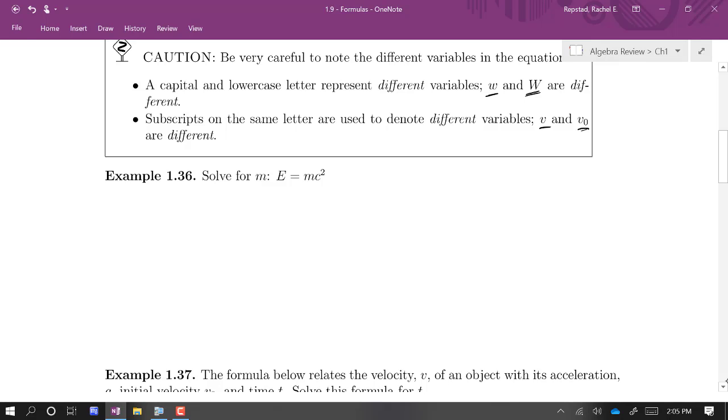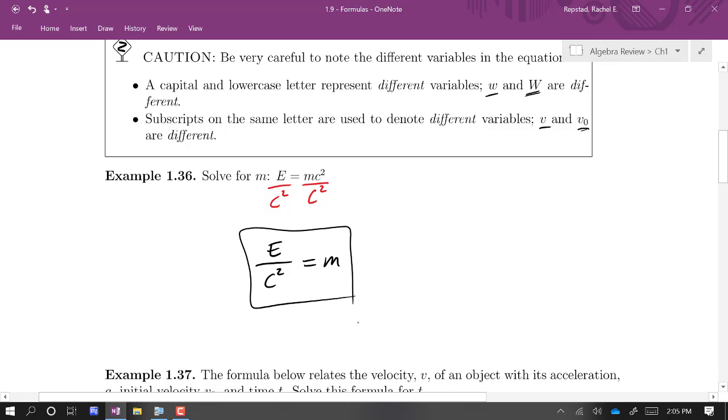So here's a famous formula, E equals mc squared. If I want to solve this for m, then I want to get m by itself, and I can see that m is being multiplied by c squared, so I will just divide both sides by c squared. Then we have E divided by c squared equal to m, and there's the result. We solved it for m.